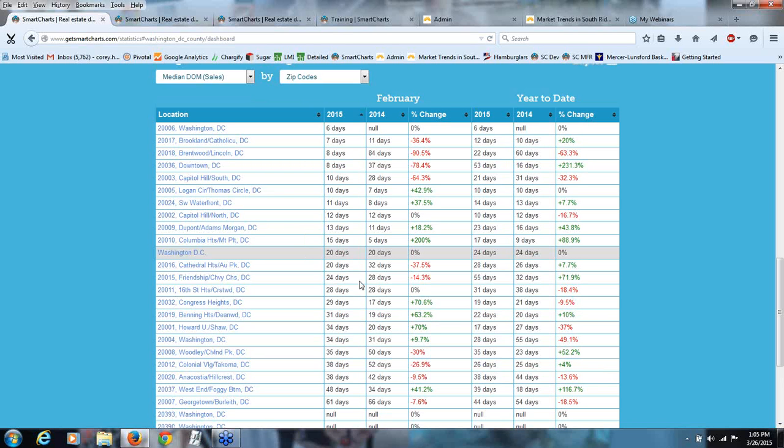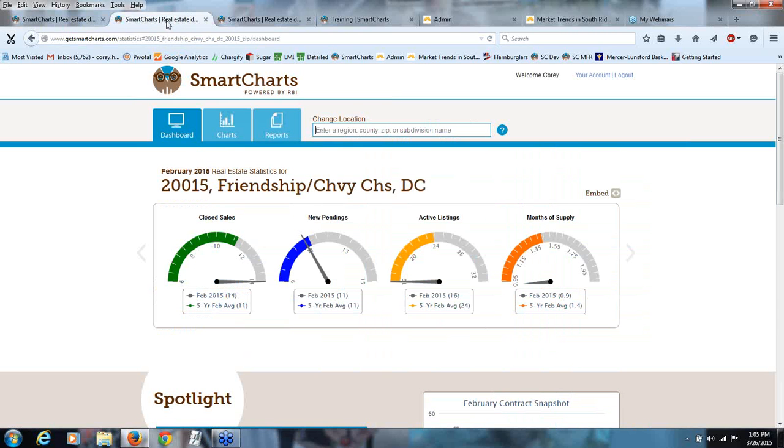So obviously this fast-moving listing was somewhat abnormal for that particular zip code. I mean, everything in DC is moving quickly, but I can see that that particular zip code appears to be moving right around on average with the city as a whole.